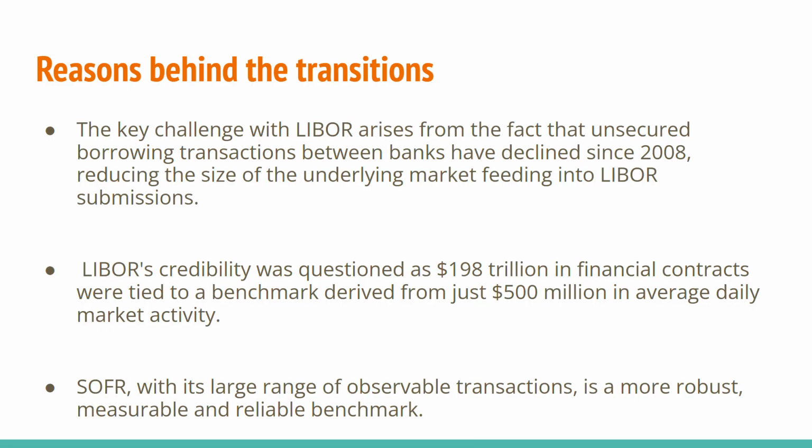And as I already explained, you can also go through what I said. Basically, these were all criminal charges. Again, to explain the reasons behind the transition: the first thing was that LIBOR was based on unsecured transactions between the banks, right? But after 2008, unsecured borrowing between banks declined. So it reduced the size of the underlying market feeding into the LIBOR submissions, right? LIBOR submissions had to be backed by data, but because unsecured transactions were happening quite less, more guesswork was happening rather than actual transactions, right?